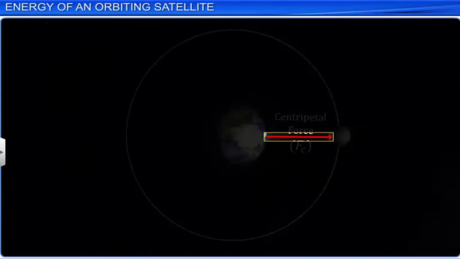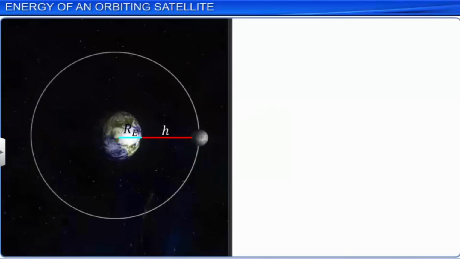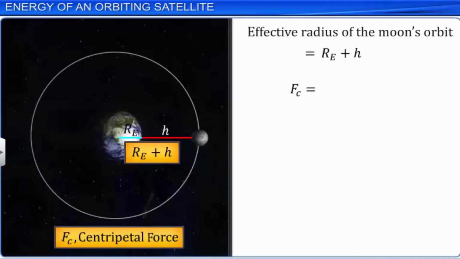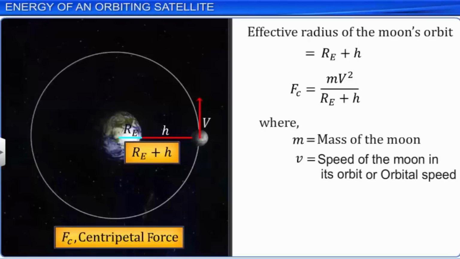Now, consider the height of the Moon from the surface of the Earth as h and RE as the radius of the Earth. Then, the effective radius of the Moon's orbit is RE plus h. The centripetal force on the Moon is expressed as Fc is equal to mv square by RE plus h, where m is the mass of the Moon and v is the speed of the Moon in its orbit. The speed of the Moon in its orbit is also referred to as orbital speed. Let this expression be equation 1.